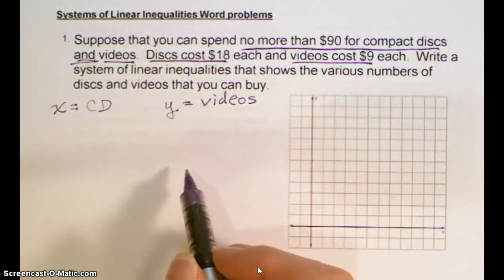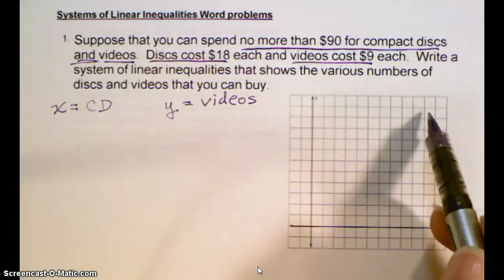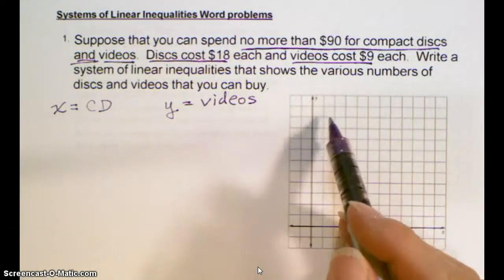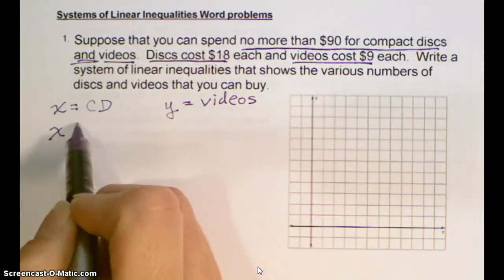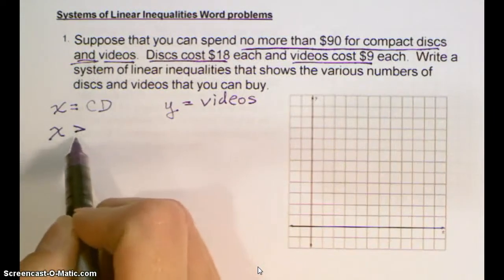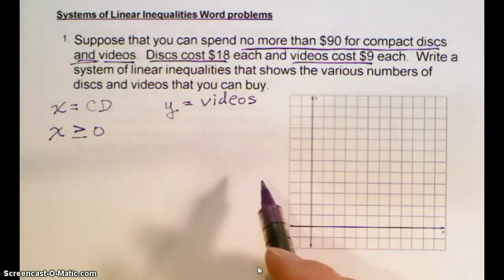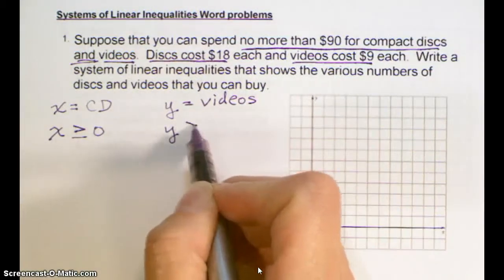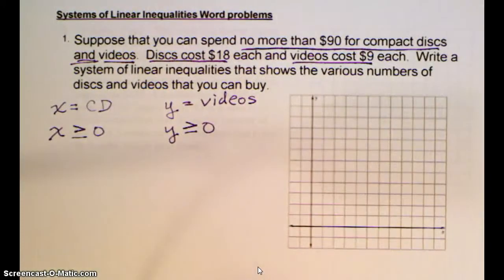Well, since we're talking about a real life application and we're going to graph it, notice that my graph is all quadrant 1, where x and y are positive. I cannot have negative discs and I can't have negative videos. So therefore, my first constraint, all CDs have to be greater than or equal to 0, because I could buy all videos, no discs. Therefore, y for videos also has to be greater than or equal to 0. So far I have two inequalities, and we call them constraints, my conditions.